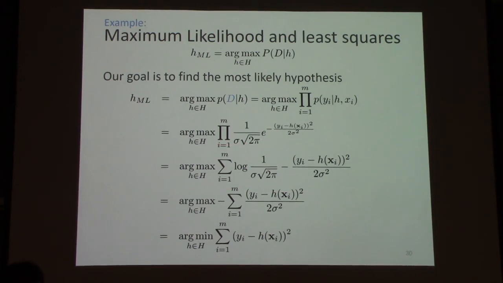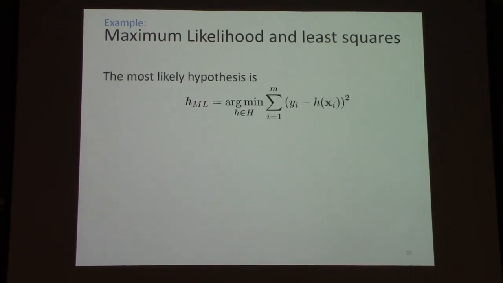Now is this cool or what? Yeah. We started off with this god-awful expression on top, but with this rather elaborate story of how the data was generated, and we've come to something that looks awfully familiar. Let's analyze this. The most likely hypothesis is the hypothesis that minimizes the sum of the squared errors.